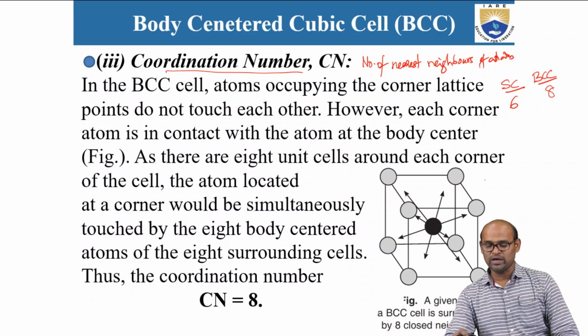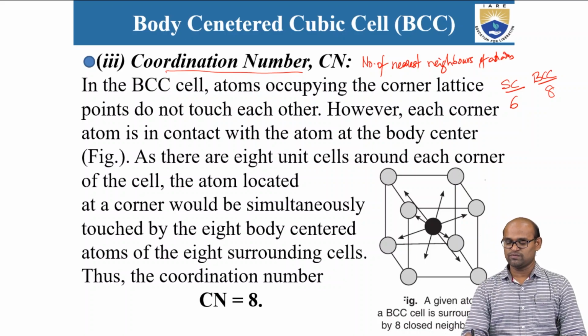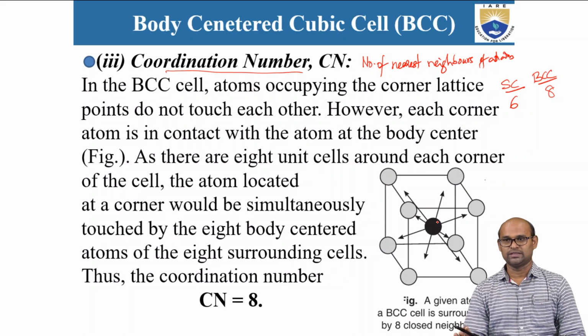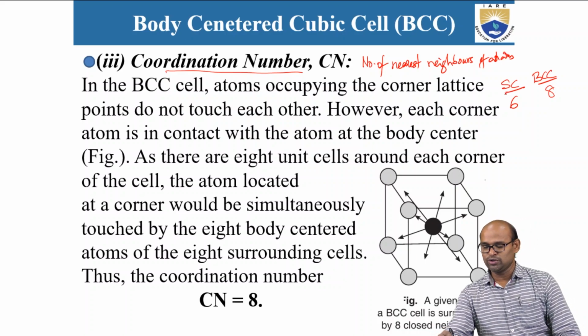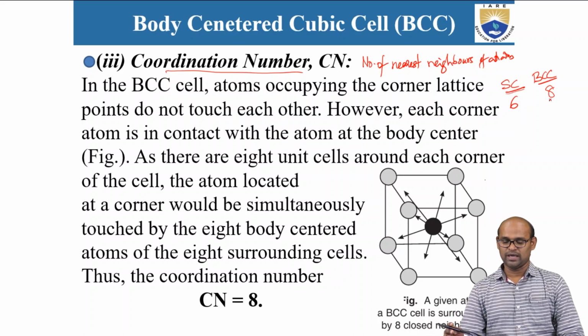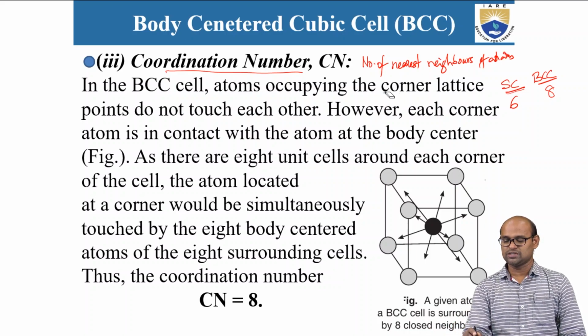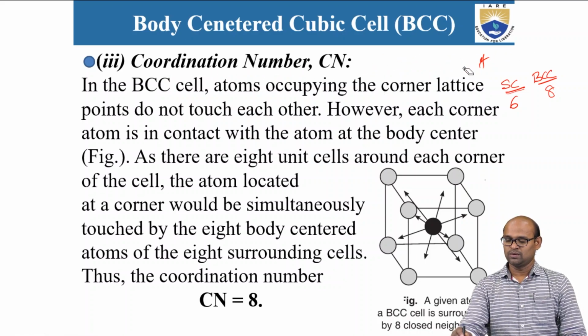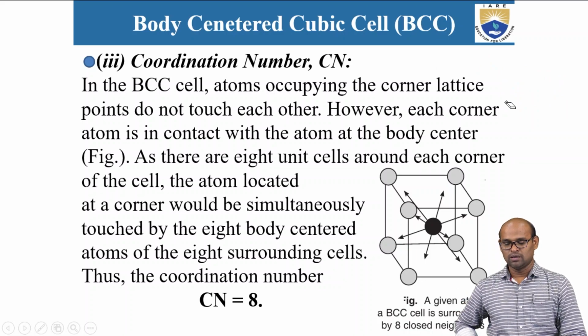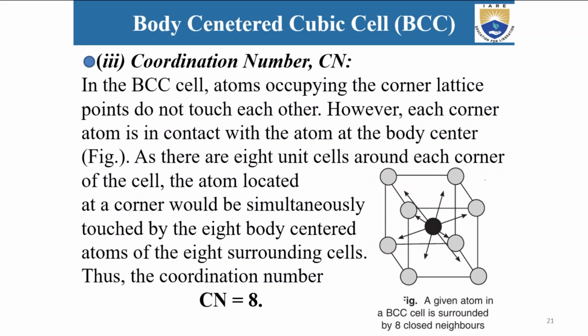So that is the reason why each one is contributing, and the number of nearest neighbors for this atom is 8. For the simple cubic unit cell, that is 6. For the body centered cubic unit cell, it is 8. That is the coordination number, which is defined as the number of nearest neighbors of an atom in a unit cell. Very good. So we have even calculated the coordination number for the body centered unit cell, and compared it with the simple cubic unit cell.